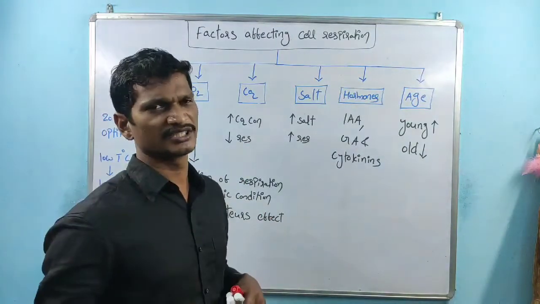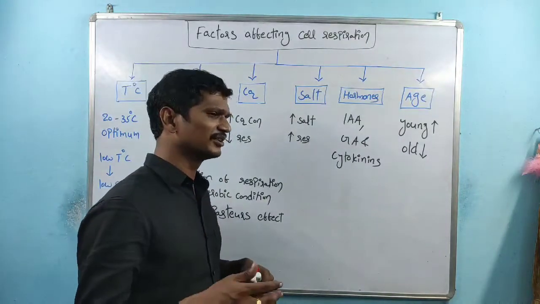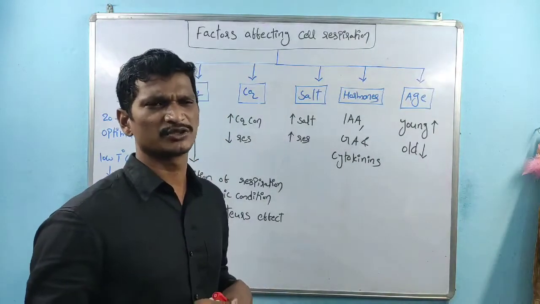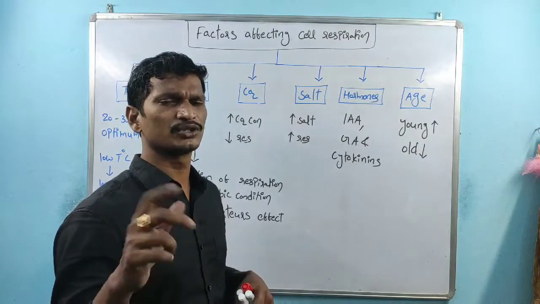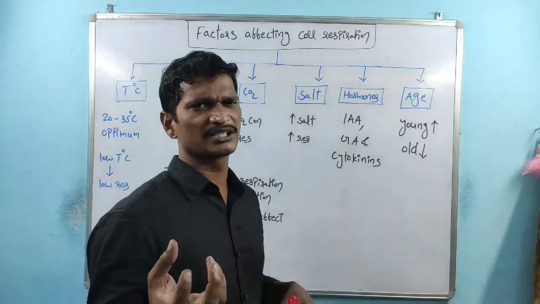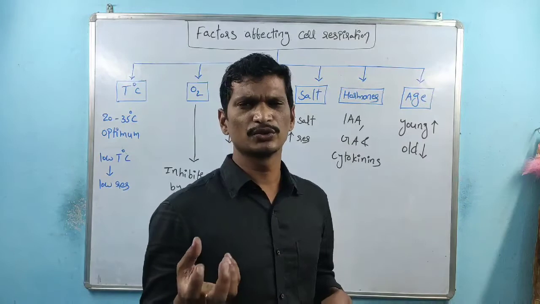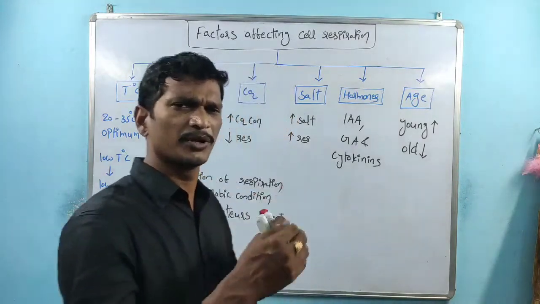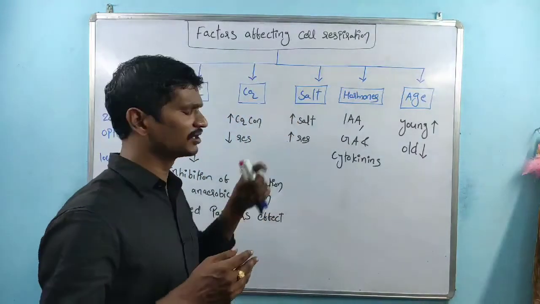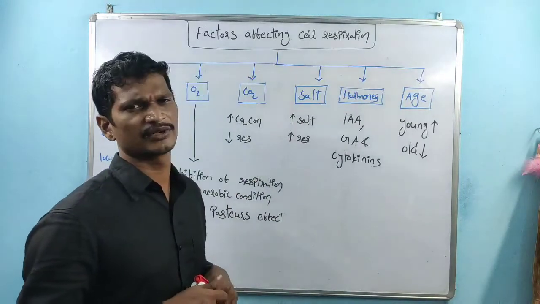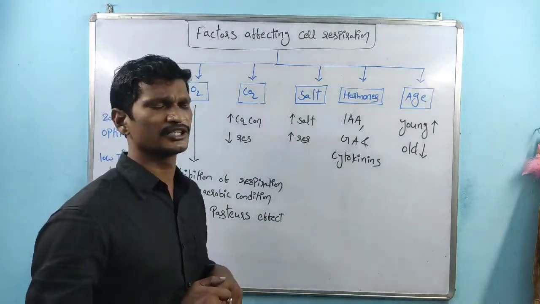If the salt concentration is too much, there is no chance for optimum respiration. Mineral toxicosis means high amounts of minerals accumulate within the cells and show a toxic effect. So there is an optimum mineral concentration that enhances the rate of respiration.